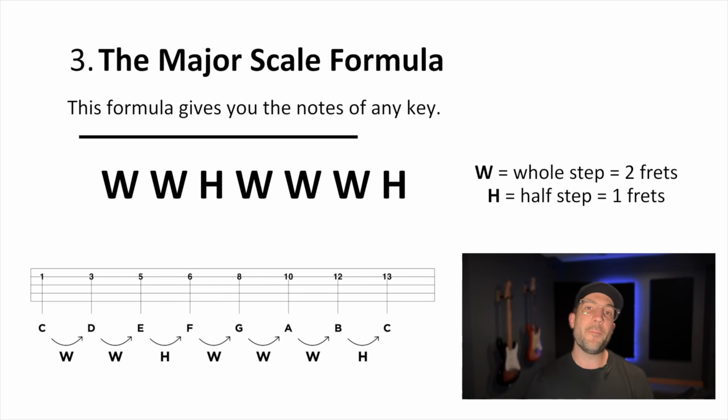Next up, we have the major scale formula. This formula gives you the notes of any key, and that formula is whole step, half step, whole step, whole step, whole step, half step. And on banjo, a whole step is the distance between two frets, and a half step is the distance between one fret. If I start on the note C, the first fret on the B string there, and I go whole step, half step, whole step, half step, all tabbed out right there, I get a C major scale, which has no sharps and flats. It's just the natural notes.